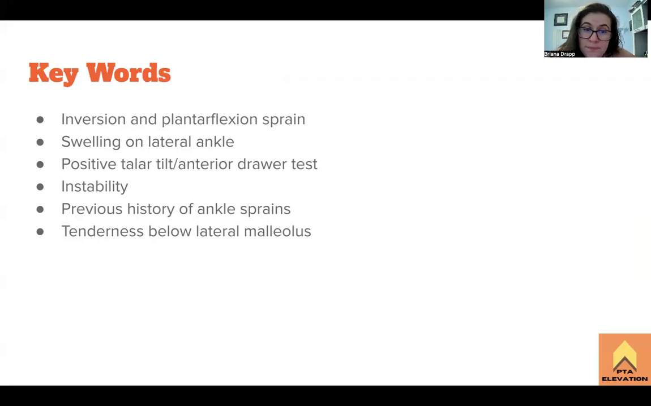Instability, huge one. If they've had it before, they could have it again. So previous history, definitely a big one. And then tenderness below that lateral malleolus is another big key word there.